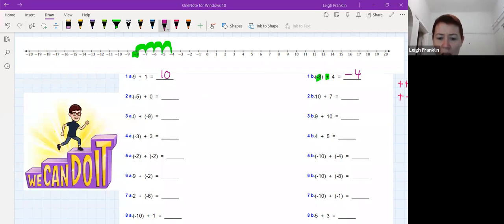So ma'am, my answer was probably wrong, maybe because I forgot the negativity sign. Okay, maybe you did forget that. So you've just got to be careful about where you start. Because I used to get a bit confused with the negative numbers, because I would just, for example, what you said, eight minus negative.